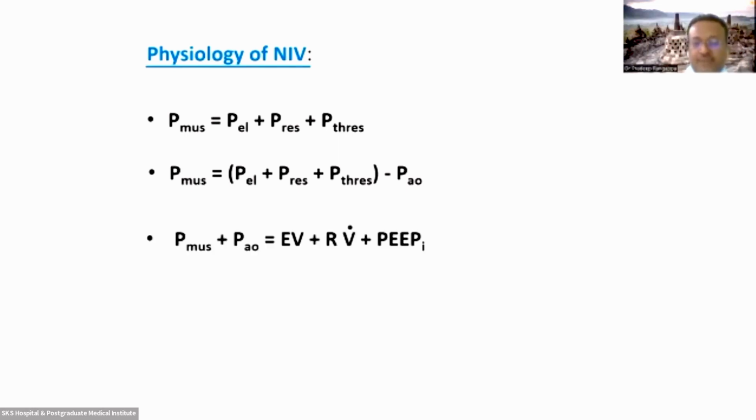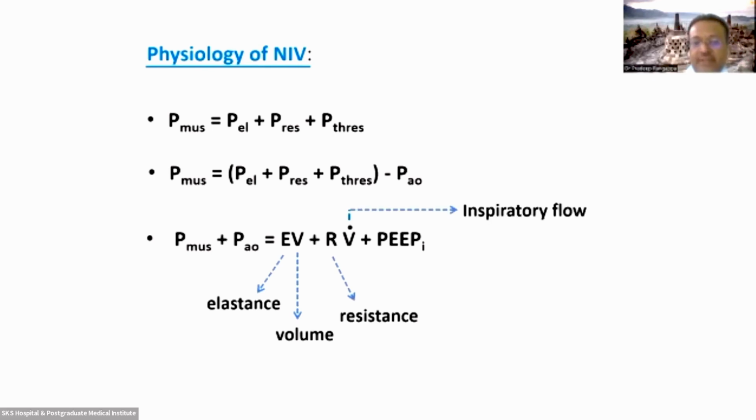So simply put, the total pressure of the respiratory apparatus with the airway opening pressure is dependent on elastance, or the elastic recoil properties of the lung. It is dependent on the volume of the lung, so the amount of tidal volume that is present in the lung. It is dependent on the resistance. It is dependent on the inspiratory flow and the baseline pressure, which is the intrinsic PEEP that is present. So these are the key elements which determine the optimal ventilation of the lung in a patient.